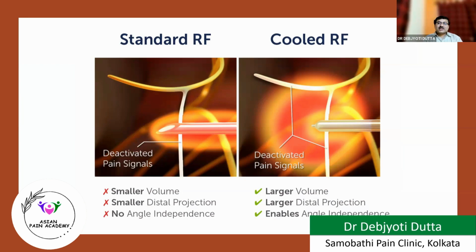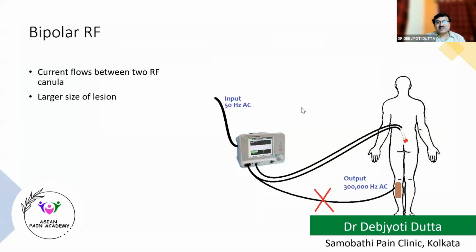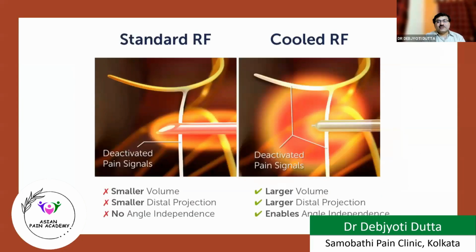So the advantage over that is it takes a larger volume of area, it has larger distal projection, and it is angle independent. I have told that in the case of conventional radiofrequency, as it is a cylindrical shaped lesion, you have to keep the tip parallel to the nerve, or just crossing the nerve. If the nerve is only tangential at the tip, the lesioning will be minimal. We want the nerve to remain close to the shaft. But here, even if the nerve is close to the tip, it will take the lesioning within that area, as it covers a large area. So cooled radiofrequency is one way of increasing the lesion size.